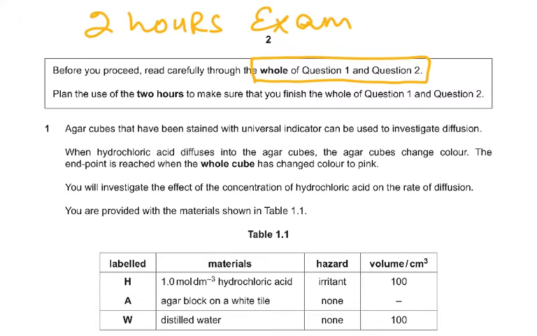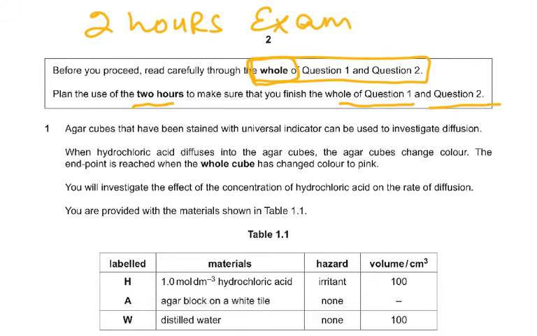Before you proceed, carefully read through the whole of Question 1 and 2. This is very important. I will of course not read it because I'm solving it, but I would expect you to read the whole question. Please download it and read the whole question. Plan the use of the 2 hours to make sure that you finish the whole of Question 1 and Question 2.